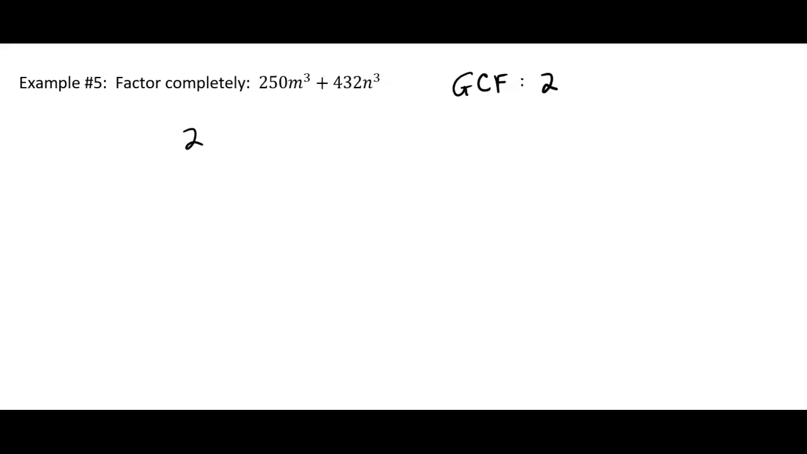So I factor out the 2, and I get 125m cubed plus 216n cubed. Okay, so this is going to be a fun problem. Now, you might be asking about the letters. The m cubed is in the first term, but there aren't any m's in the second one, and there aren't any n's in the first one, so you can't take out any variables here in the GCF.